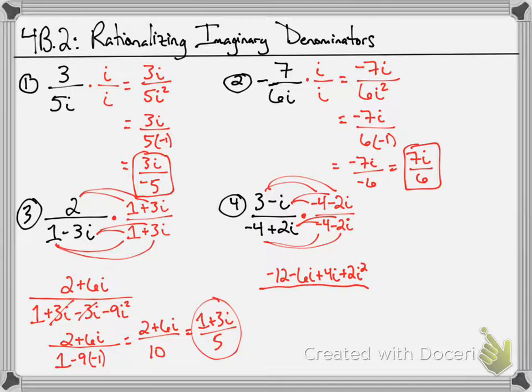Now for your denominator, negative 4 times negative 4 is 16. Negative 4 times negative 2i is positive 8i. 2i times negative 4 is negative 8i. 2i times negative 2i is negative 4i squared.